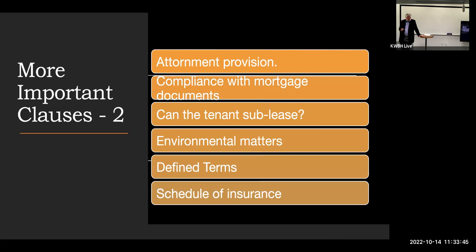Environmental matters. I've seen so many triple net leases that don't even speak about environmental issues. And you want to have a provision in your lease that the tenant is responsible and indemnifies the landlord against any environmental hazards created by the tenant during his occupancy. Rarely see that in a lease. We make sure it's in our leases.